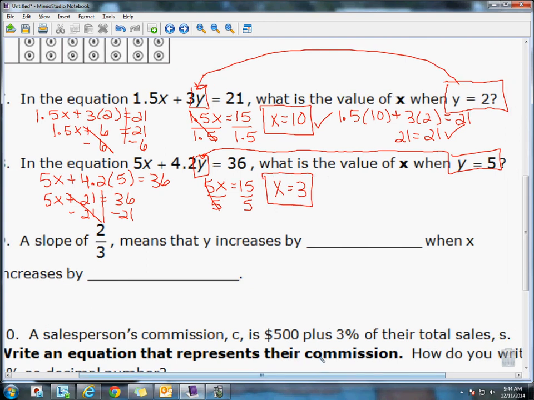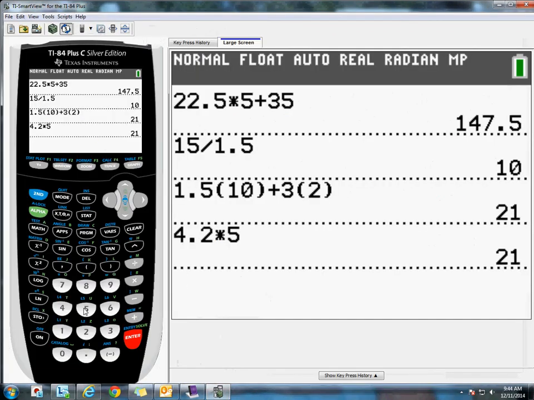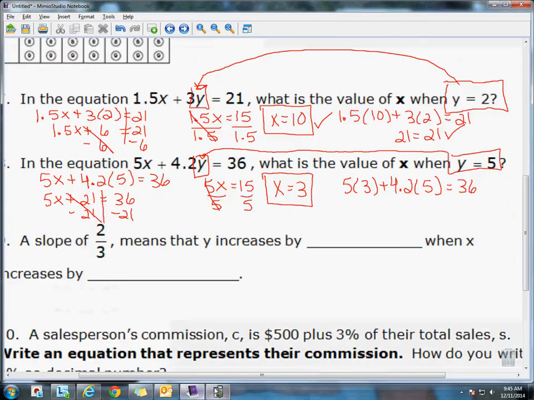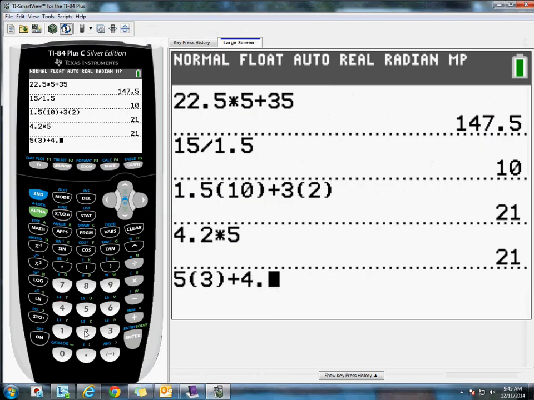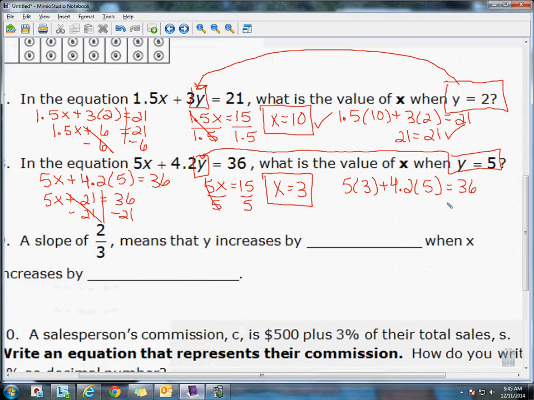And you shouldn't miss this question on your test at all, because once you know x is 3, you can plug it back into your calculator and make sure you have the correct answer. So we have 5 times x, which is 3, plus 4.2 y, we know y is 5, and when you type that in, it should come out to be 36. So we'll type it in the calculator, 5 times 3, plus the other half of it was 4.2 times 5. And that's equal to 36. So since 36 is equal to 36 is true, then we know our answer is correct.